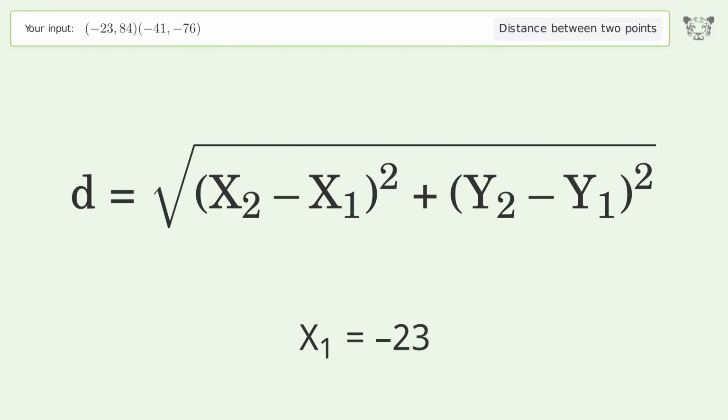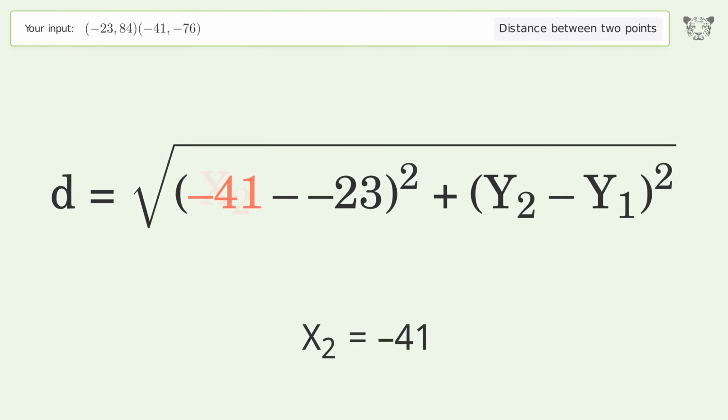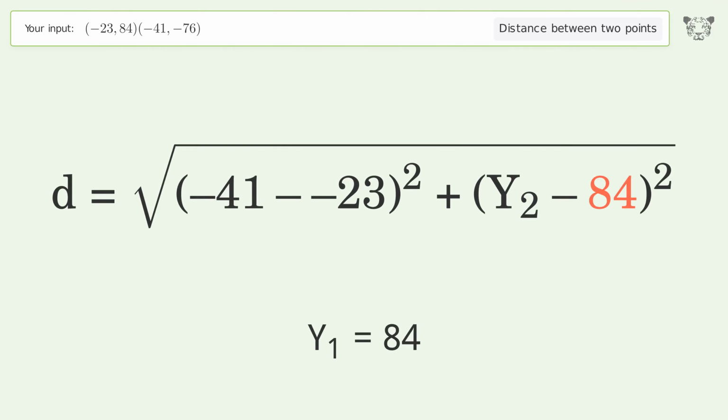x1 equals -23. x2 equals -41. y1 equals 84. y2 equals -76.